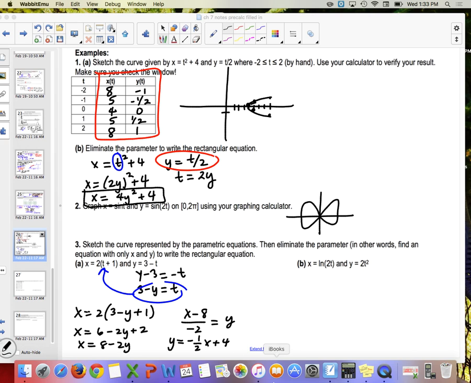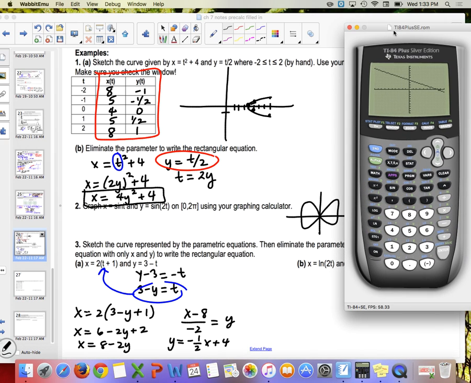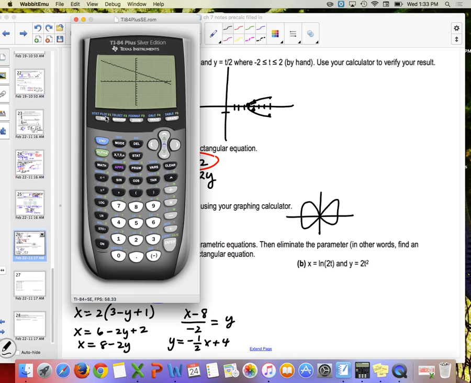So if we graph this, you're going to go in here and you're going to do x equals natural log of 2t, and then y equals 2t squared. All right, so we're going to hit graph. All right, so it looks like an exponential curve, right? Like, remember y equals a to the x, something like that. Has kind of a horizontal asymptote.